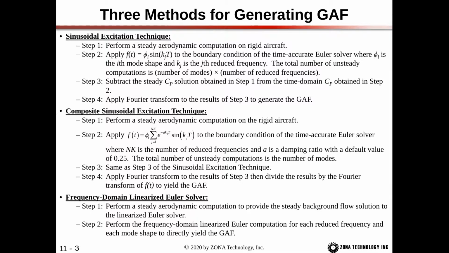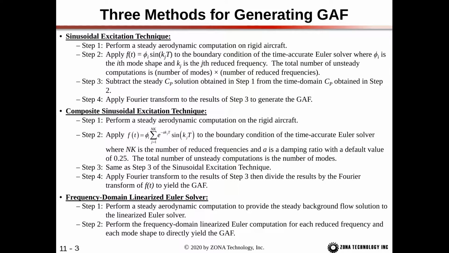Step 3 is then to subtract the steady CP solution obtained in step 1 from the time domain CP obtained in step 2. And then step 4, we apply the Fourier transform to the results of step 3 to generate the GAFs. Next is the composite sinusoidal excitation technique.